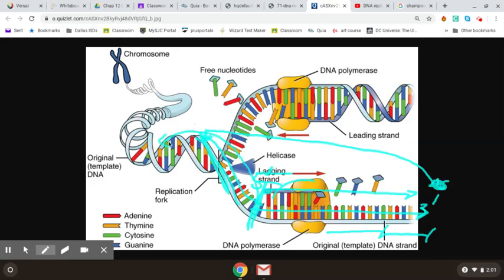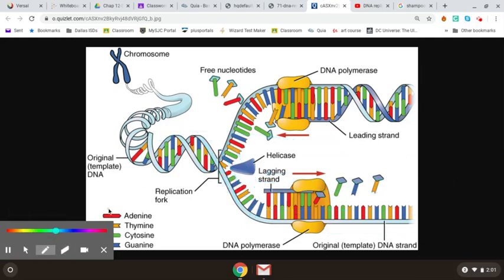Now, you would think, and even by the name lagging, it almost seems like it's happening slower, right? If you started these two polymerases off at the same time, you would assume that this leading strand is going to get from point A to point B quicker than this one is going to get from point A to point B. But it actually doesn't, okay? The lagging strand and the leading strand are pretty much on the same pace. It's just that the lagging strand has to occur in portions.